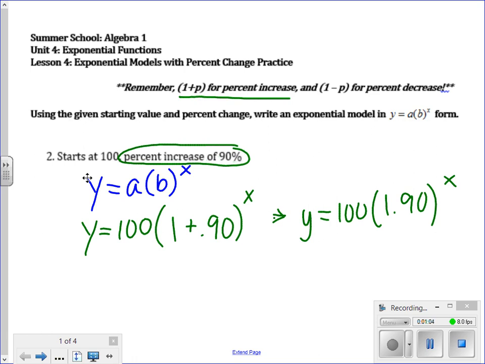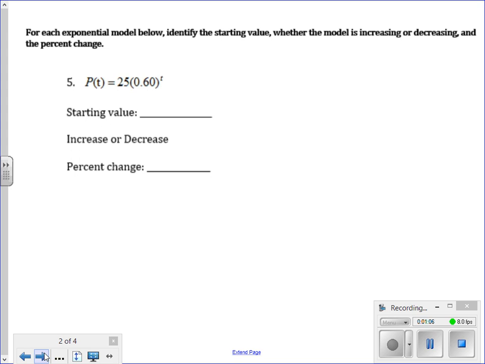All right, the next problem that I'm going to do is number 5, where you're given the model and then you have to state the starting value, whether the exponential function is increasing or decreasing, and what the percent changes. For this model, we're told p of t equals 25 times 0.6 to the t power.